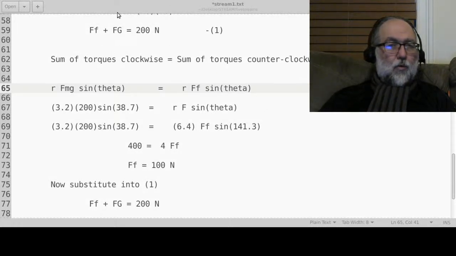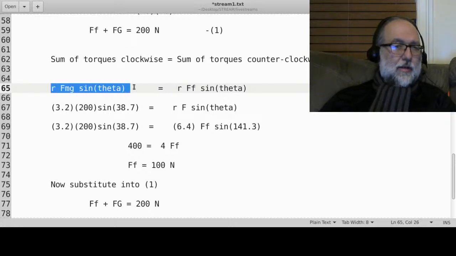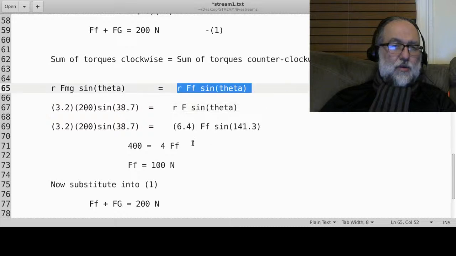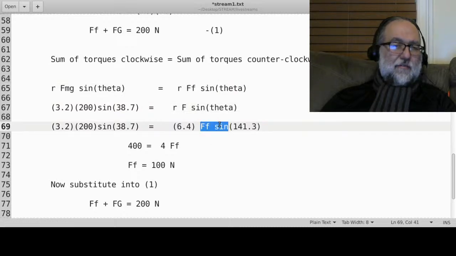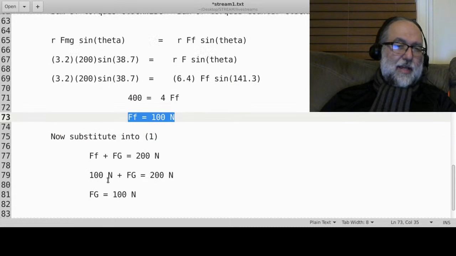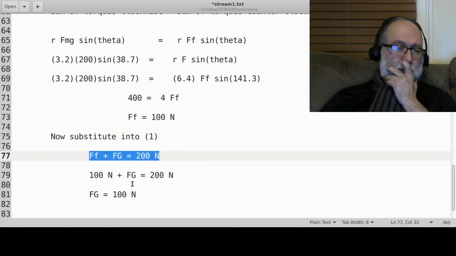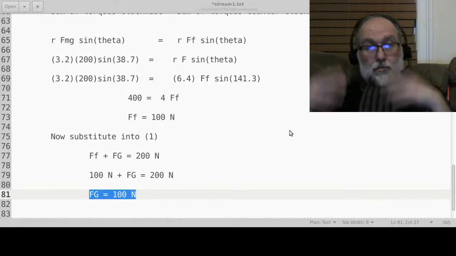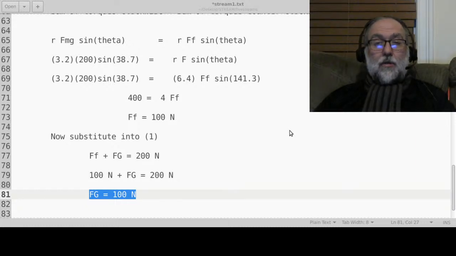And we knew all of the quantities here, and on this side we knew almost everything except for FF, and so we could solve for FF, and then that gave us, with equation 1, gave us FG. Okay, so yeah, a little bit harder, but I wanted to do a harder problem.